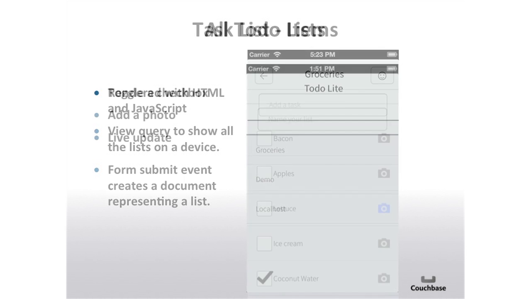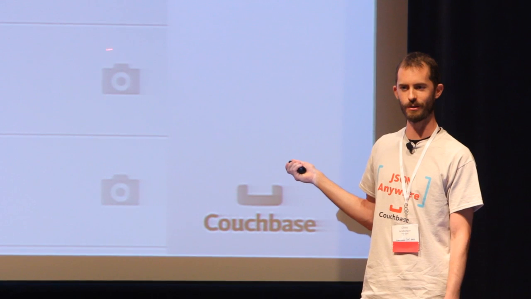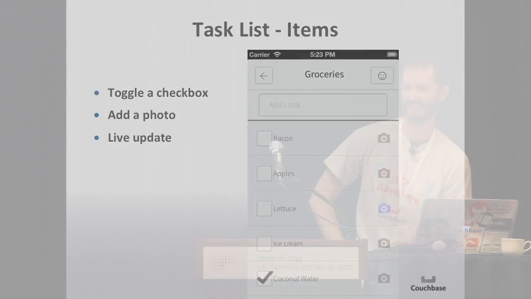And so let's drill into one of these lists. Now that we're in a list, inside the grocery list, we can see that I already got coconut water, and I took a picture of the lettuce because I was really particular about which kind of lettuce to buy. So that's the set of functionality that we'll be dealing with. So let me see how the demo gods are feeling today.